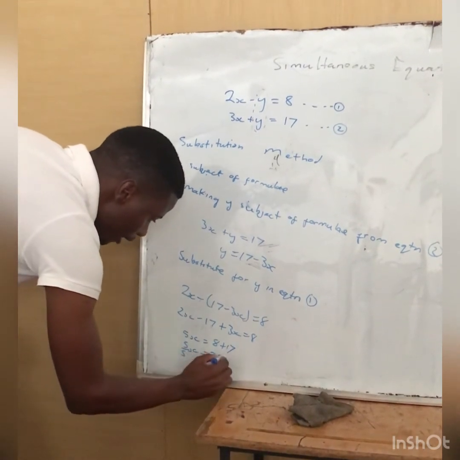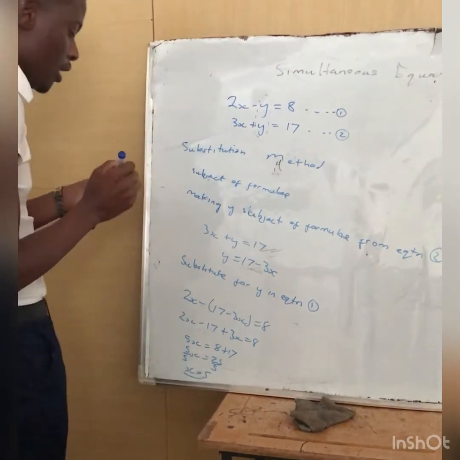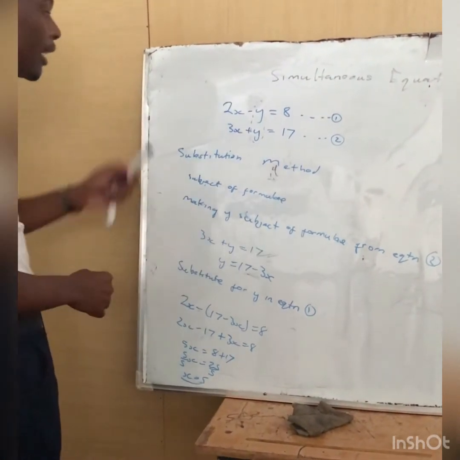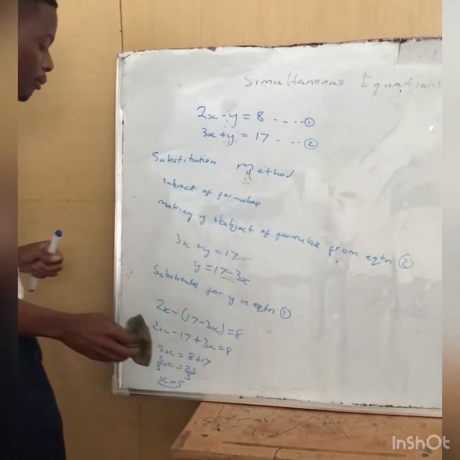Simply divide by 5. Therefore, my x is equal to 5, which is the same value that I obtained when I did the elimination method. So both of the methods should give you the same answer.